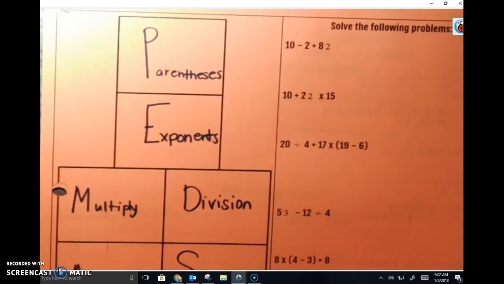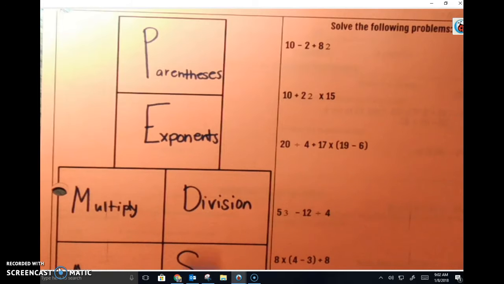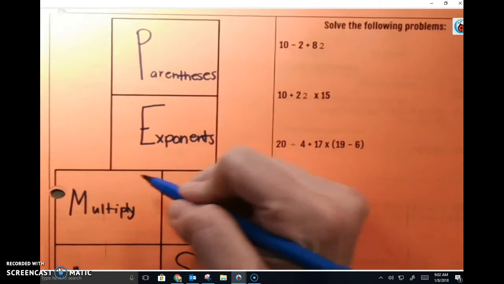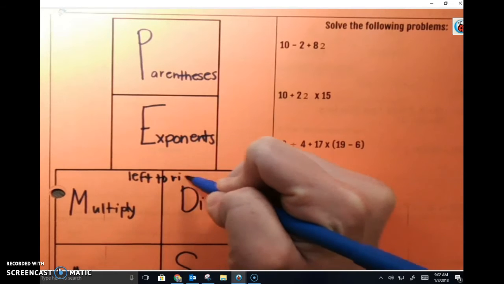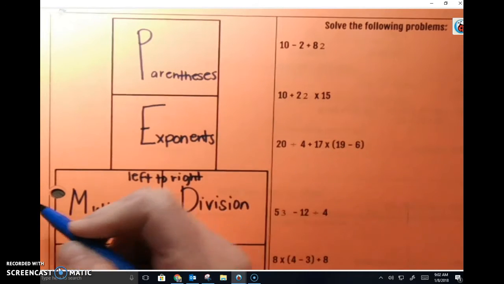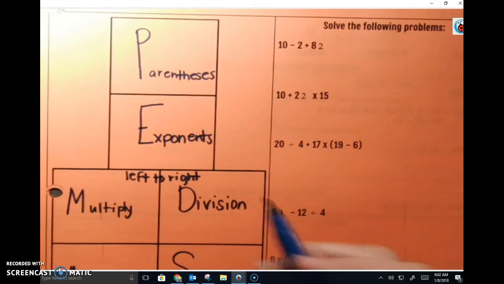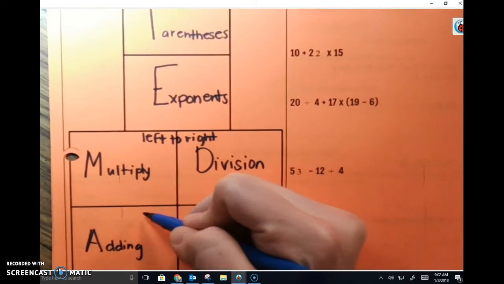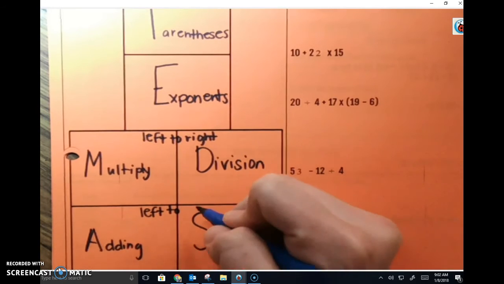So the first thing we're always going to look for when we see a problem is if there are parentheses. If there are, that's what you're going to solve first. And then you'll look for exponents, and then multiplication and division. You will be solving these left to right. So if division appears first on the left-hand side, you'll solve that before multiplication. So it can flip-flop depending on the problem. Same with adding and subtracting. You'll solve these left to right. Sometimes subtracting will be first, sometimes adding will be first.